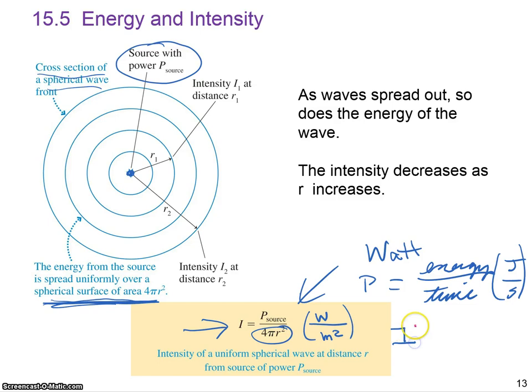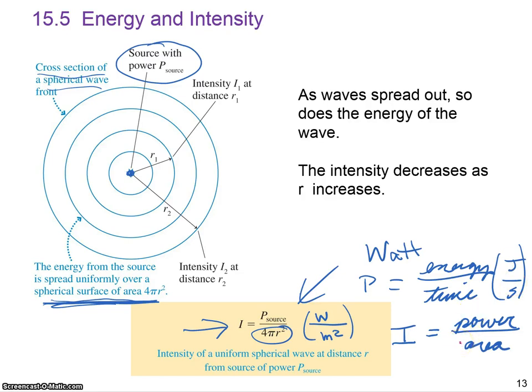Intensity in general would be power over some area. So we don't always have to use a sphere. We can use other areas to calculate the intensity. So the power of a wave is the rate of energy transfer with respect to time, but intensity is the power over some area.